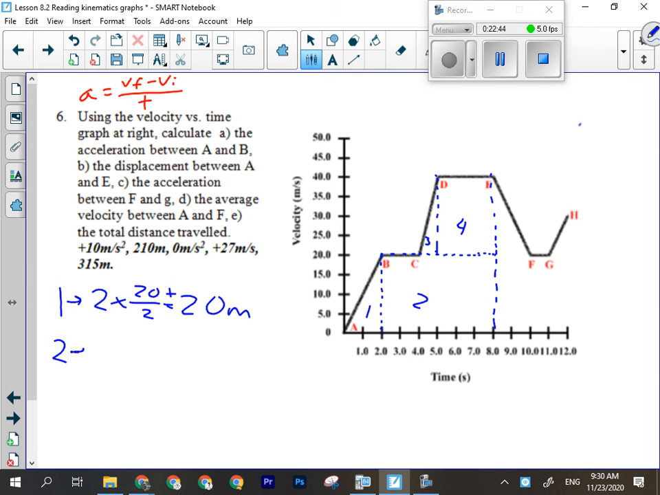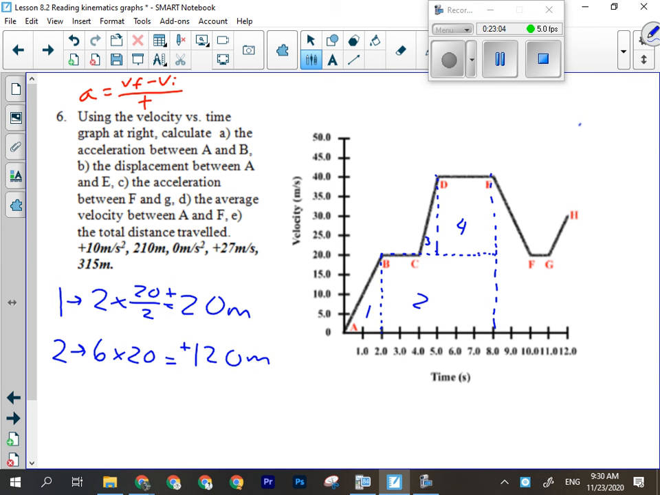For area number 2, it's my big rectangle. It's got a height of 20 and a base of 1, 2, 3, 4, 5, 6. So 6 is the base times the height, which is 20. That's 120, positive 120 meters.